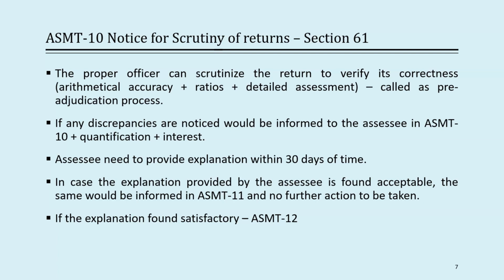So if he finds any discrepancy when he undertakes the correctness or verifies the returns filed by us, and if there are any discrepancies, then he has to intimate the assessee in ASMT 10 the discrepancies noticed by the officer while doing the scrutiny of returns. In ASMT 10, it is not merely mentioning the discrepancy. He has to mention the quantification of tax if anything is to be paid along with interest. And he is also required to provide a time of 30 days to us to respond back.